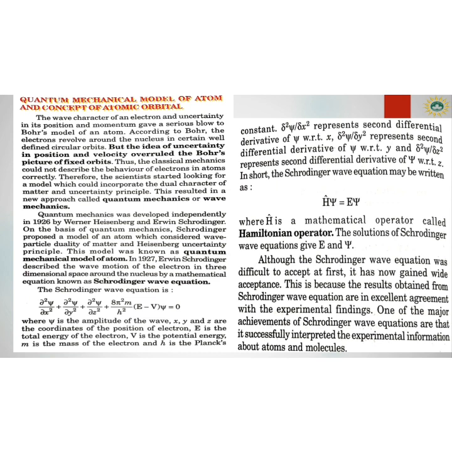And this model is known as quantum mechanical model of atom. So, Schrödinger actually described the wave motion of the electron in three-dimensional space around the nucleus by mathematical equation.